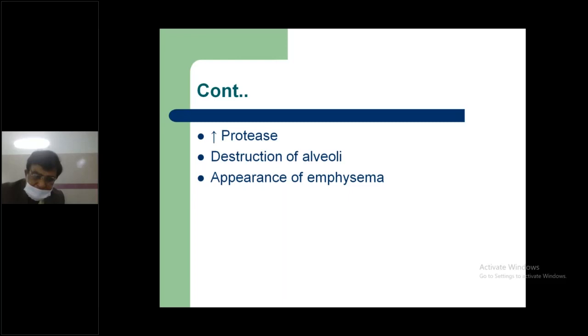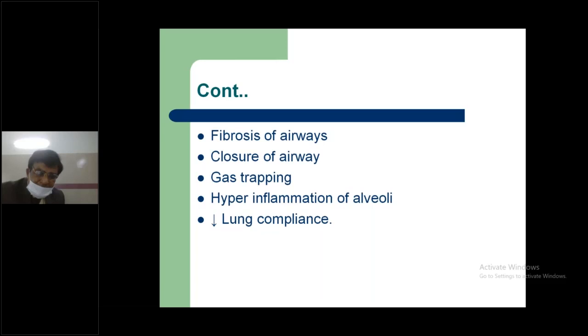Recurrent episodes of infection of the terminal bronchioles cause fibrosis of the terminal bronchioles and closure and narrowing of the airways, and there will be gas trapping in the alveoli. And so the alveoli will be distended. And as a result, the collapsing tendency or lung compliance will be decreased.